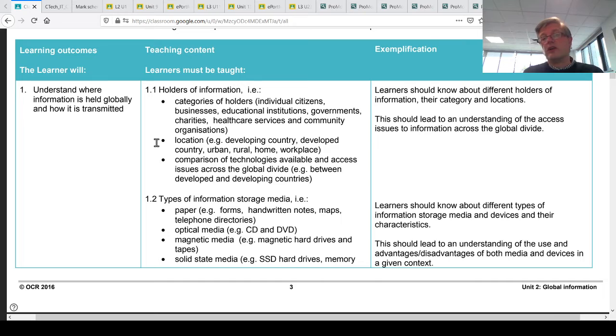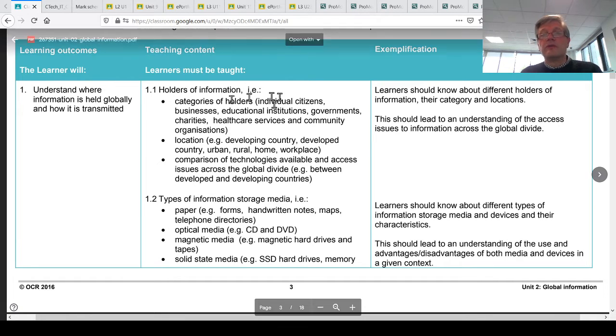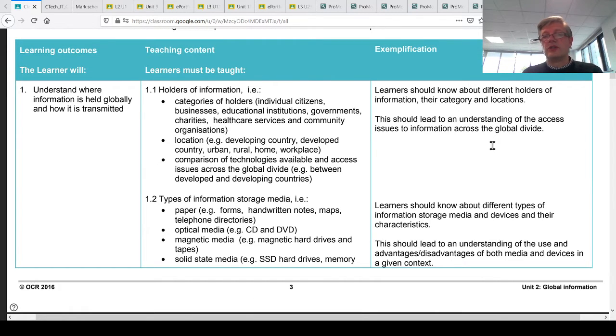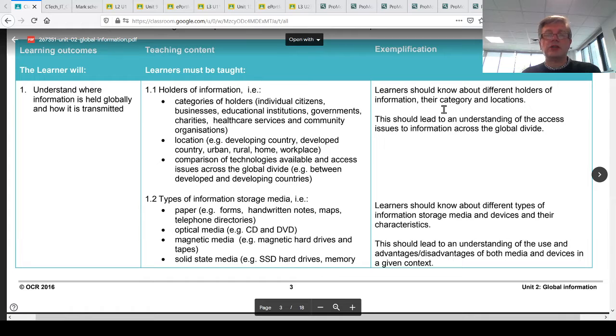So you'll have to have some understanding not only of the categories, but of how the location can affect the access to this information and the sharing of this information, and how the technologies in these areas differ slightly between developed and developing countries, or rural and urban areas, making the information maybe less available, less easy to share, less secure to transmit. So if we look down the exemplification, you'll see what you're expected to know and what you may be asked a question on is any of these categories. You need to know about the different holders of information, what category they fit in, and their location.